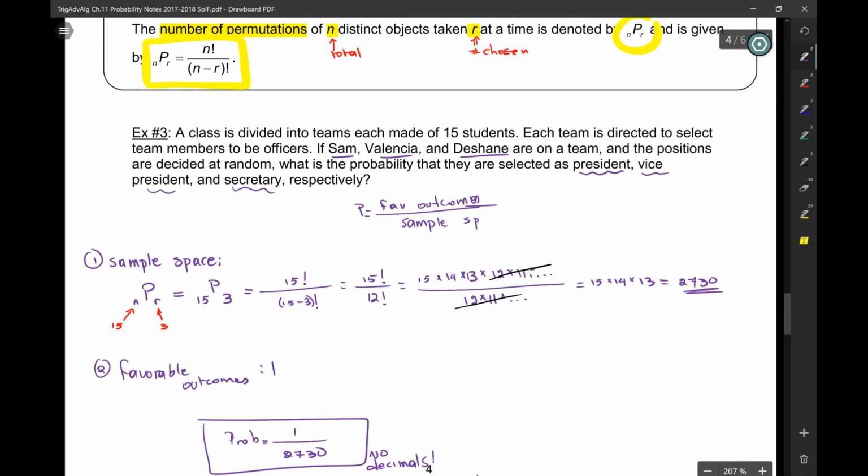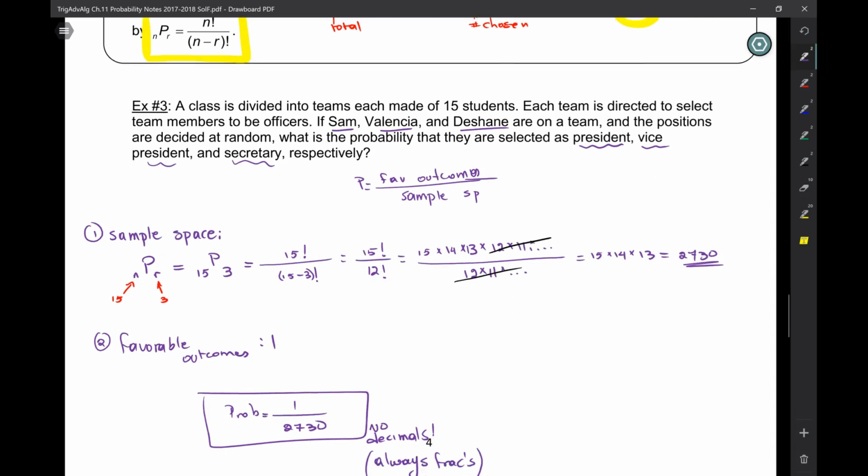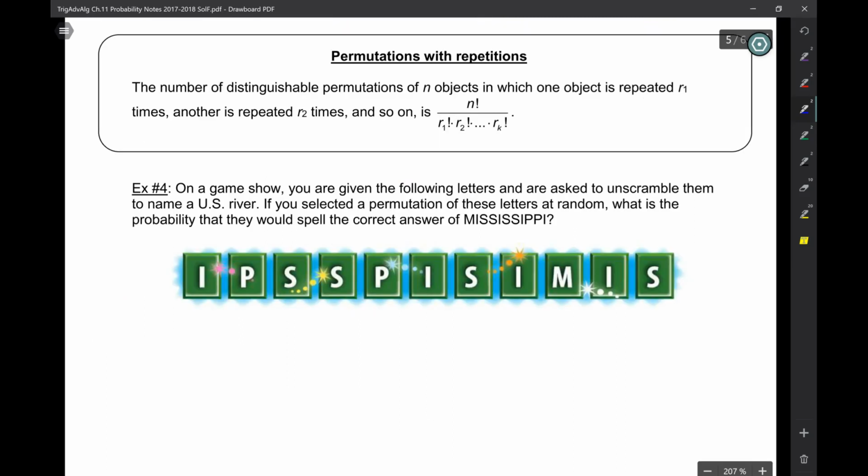All right, so let's think about what we did. First, the sample space. So first we chose how many different ways can we choose 3 people out of the 15, right? So this was the number of different ways to choose 3 out of 15. Okay, questions? All right.